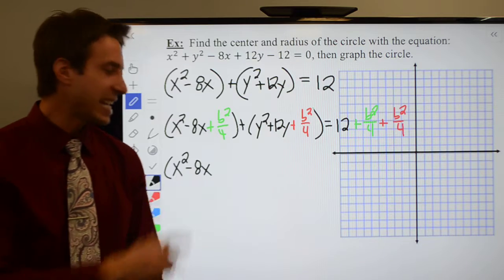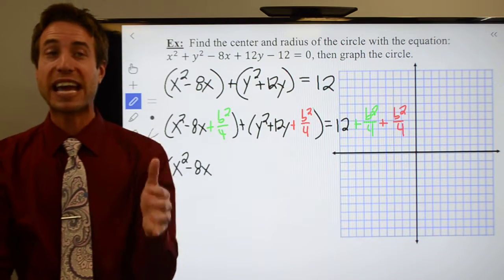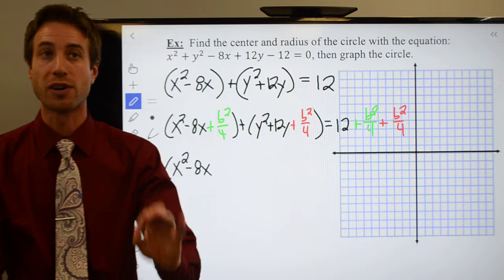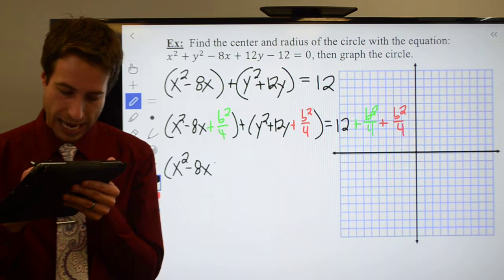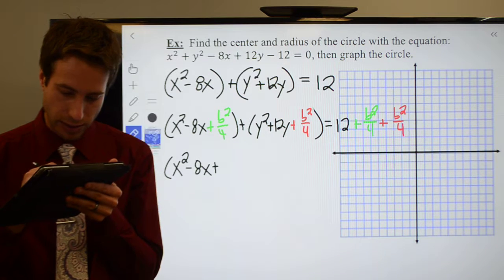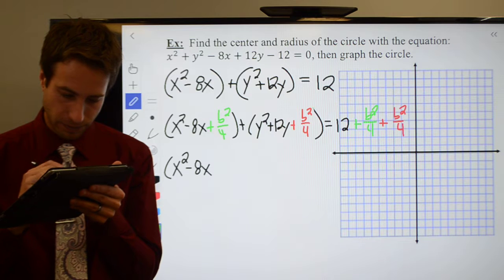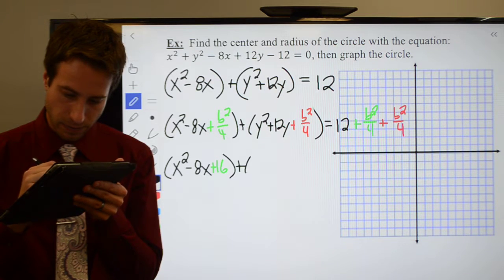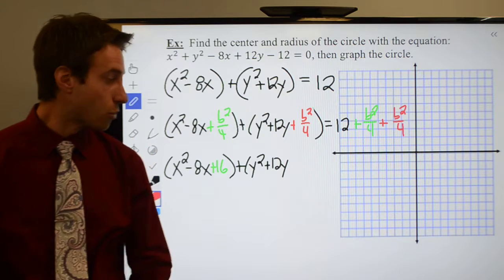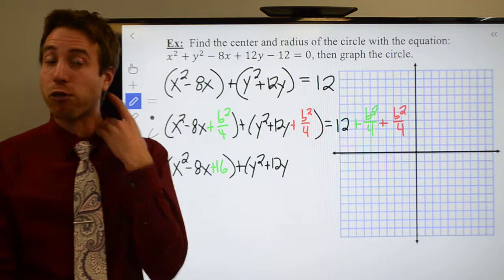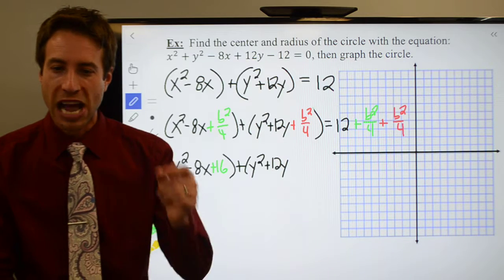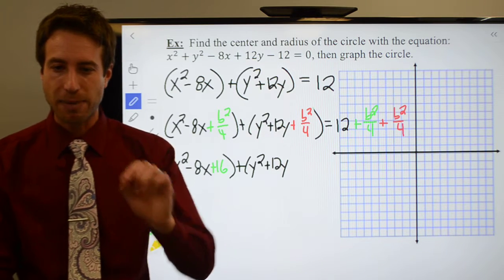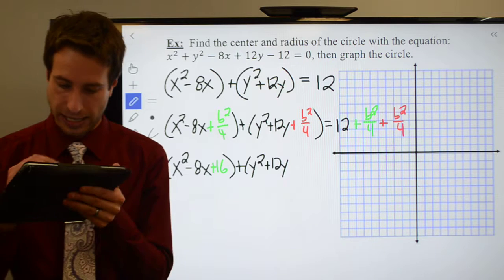Okay, my b is a negative 8. So negative 8 squared is 64. 64 divided by 4 is 16. So I'm going to add 16 on the inside. Actually, here, let me do it in green. And then in red, my b is a 12. Well, 12 squared is 144, and 144 divided by 4 is 36.